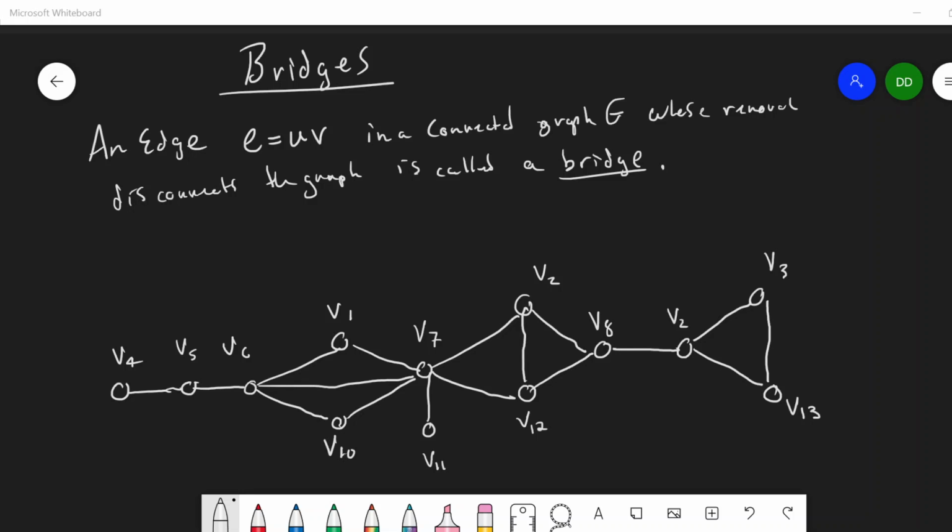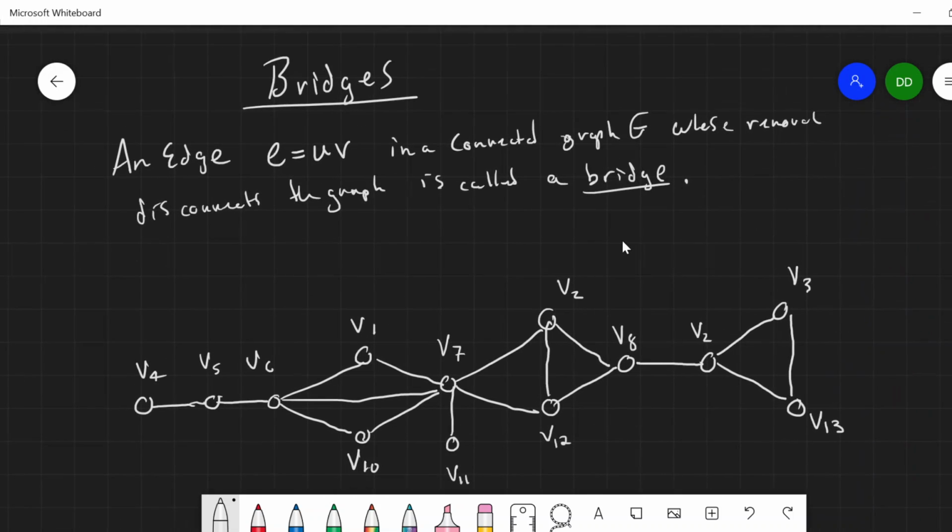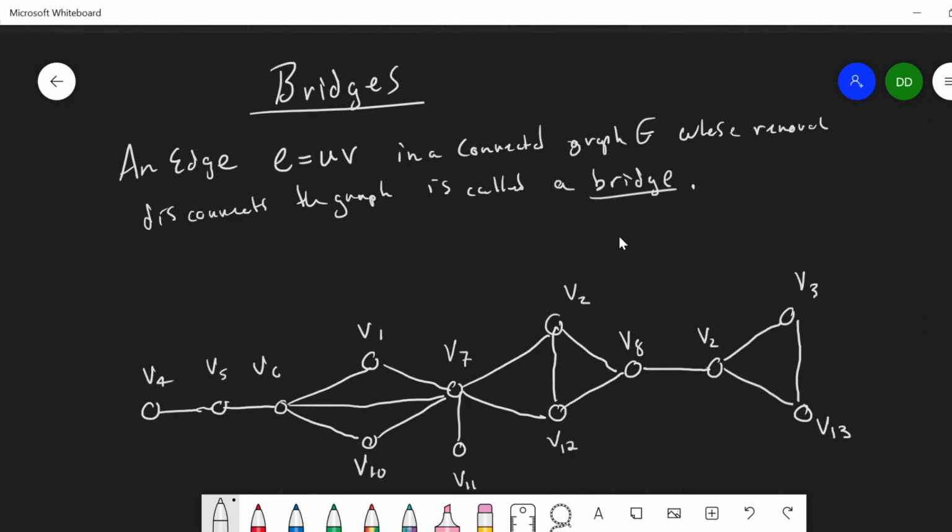In this video, we'll talk about bridges, which is our gateway to trees. A bridge in a graph is the analog of a cut vertex, but for edges. It's a cut edge, but we just call it a bridge. What I mean by that is an edge, E equals UV.